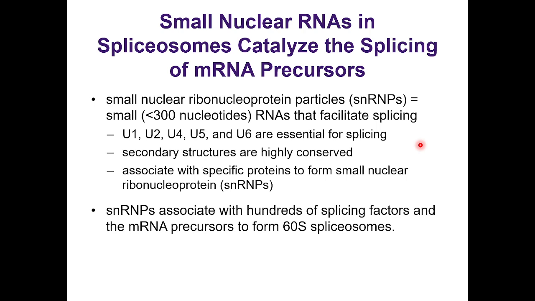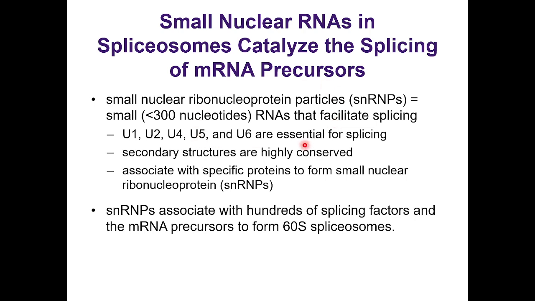The small nuclear ribonucleic protein particles, snRNPs: small nuclear, RNPs, ribonucleic, and then particles, P, and the S is because we have more than one. Small, they're going to be less than 300 nucleotides. Remember, in cases of DNA, RNA things, less than 300 is very small. We're usually talking like thousands, tens of thousands, right?